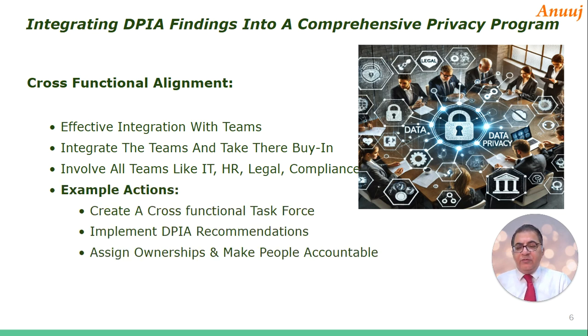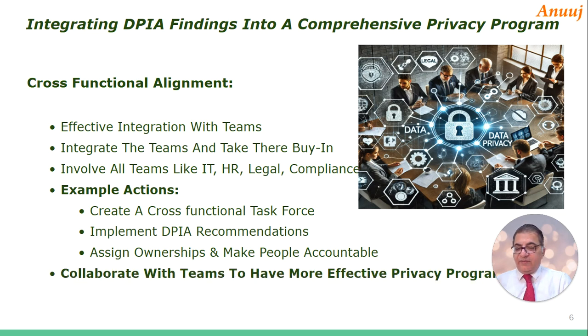For example, you should in fact end up creating a cross-functional task force, maybe a part of a privacy team, to help ensure that the privacy of the customer or the vendor information that they are dealing with across the departments is taken well care of. Implement the DPIA recommendations and assign ownerships. Make people accountable for their actions. Collaborate with teams to have a more effective privacy program.